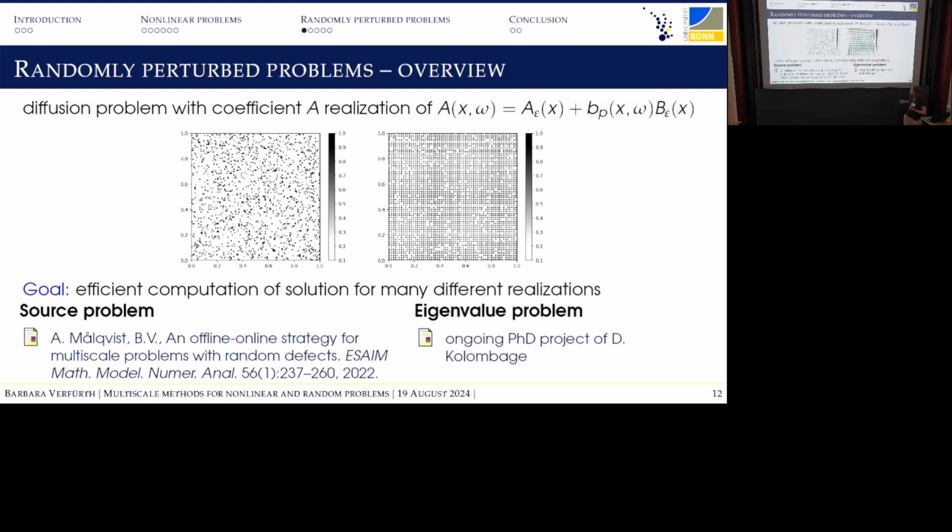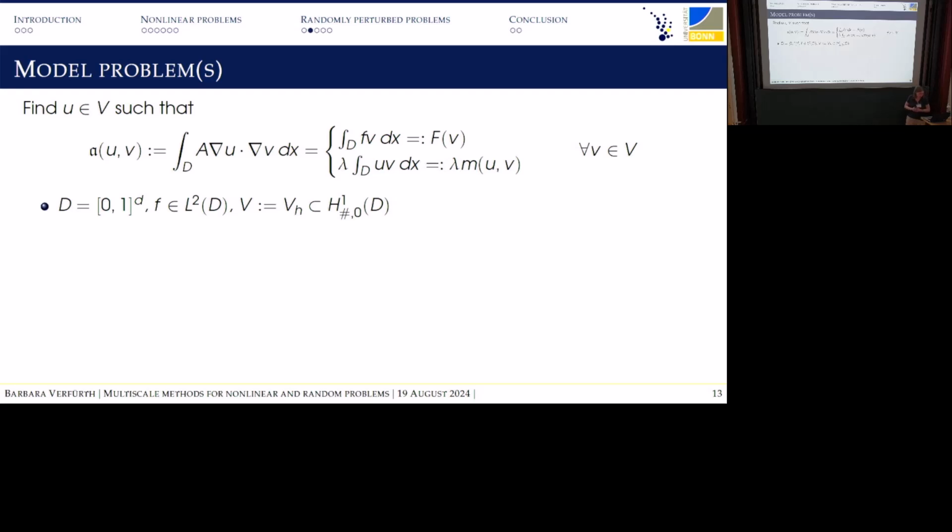And the problem I want to have a look at, as I said, is the diffusion problem, either as a source problem, where you can find the details here, or as an eigenvalue problem, which is ongoing work together with Deline Colombaga, who is also here this week. So let me briefly present the model in a bit more detail. You've seen this elliptic part here on the left-hand side, and then either a source term or the typical eigenvalue term here. For simplicity, my domain will be a d-dimensional hypercube, and I set periodic boundary conditions.